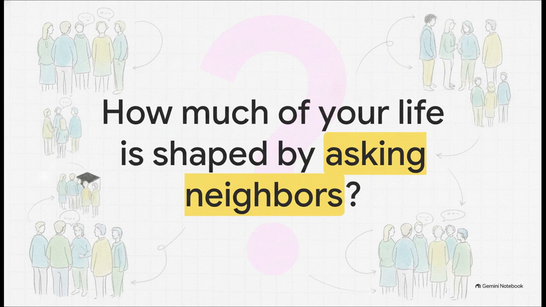Which brings us to a pretty wild thought to end on. For all our massive advancements in complex, deep learning AI, you have to wonder, how much of your daily digital life is still being shaped by an algorithm that's essentially just asking the neighbors? It just goes to show, sometimes the most powerful predictions don't come from a magical black box. They come from simply looking at whoever's standing right next to you.